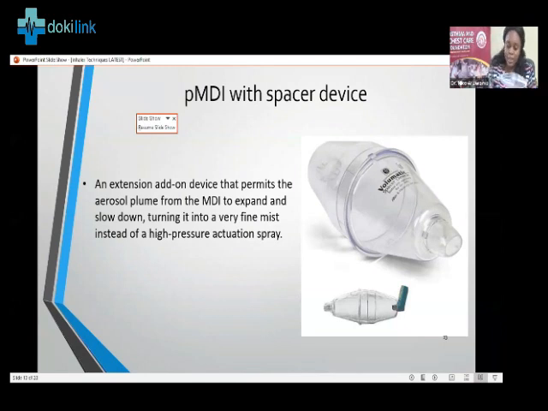And the spacer device is so important because it compensates for poor coordination between actuation of the pressurized metered dose inhaler as well as inspiration. And this is especially important for patients that are physically challenged or mentally handicapped, and also in children. The spacer device also reduces the oropharyngeal deposition of the particles, as well as improving the deposition of these drug particles in the lower airway.